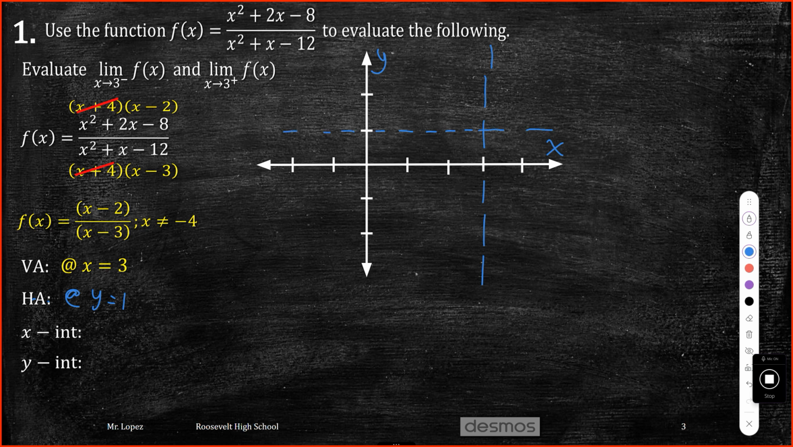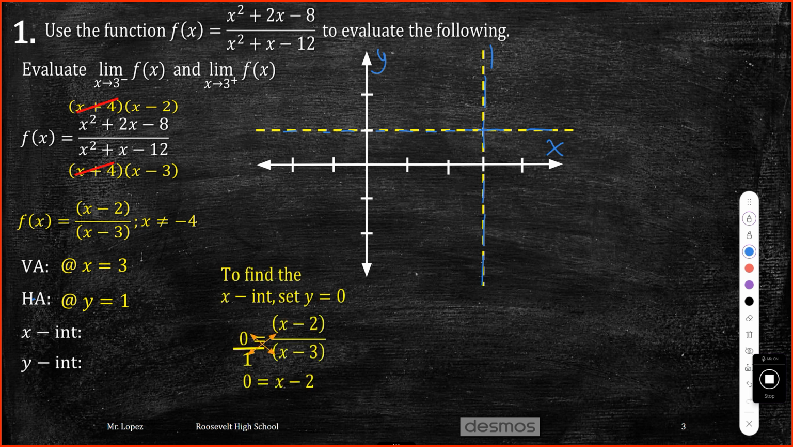We have an x-intercept. What was the x-intercept? Was it 2? So it crosses the x-axis at 2. And it crosses the y-axis at 2/3. So 2/3 is maybe down here somewhere. It should be like down here.